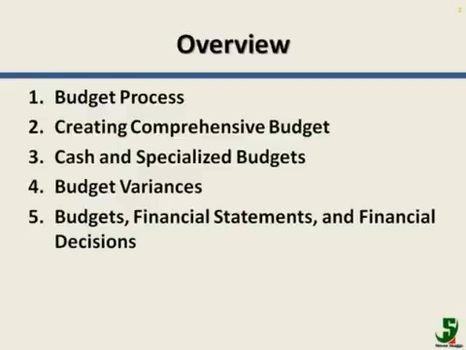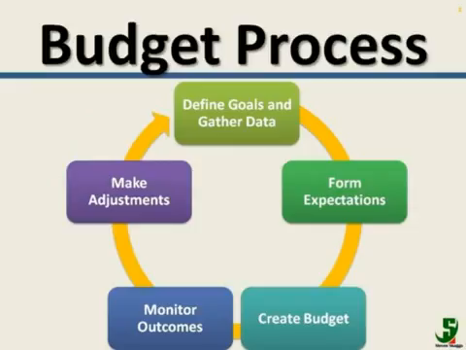This chapter covers the budget process, creating comprehensive budgets, cash and specialized budgets, budget variances, and budgets, financial statements, and financial decisions. The budget process is an infinite loop, similar to the larger financial planning process. It involves defining goals and gathering data, forming expectations and reconciling goals and data, creating the budget, monitoring actual outcomes and analyzing variances, adjusting budget, expectations, or goals, redefining goals.